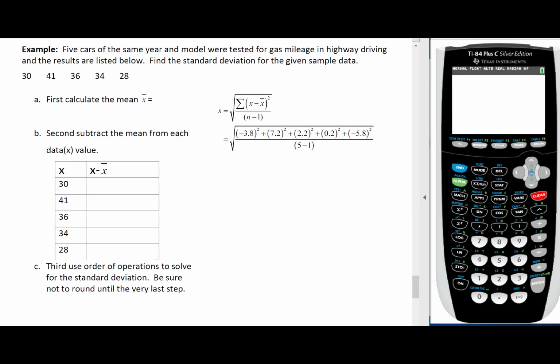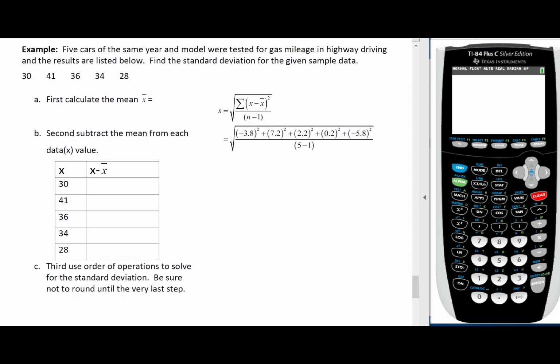In this video, we'll be evaluating square roots and the standard deviation. This example says 5 cars of the same year and model were tested for gas mileage in highway driving, and the results are listed below. Find the standard deviation for the given sample data: 30, 41, 36, 34, and 28.